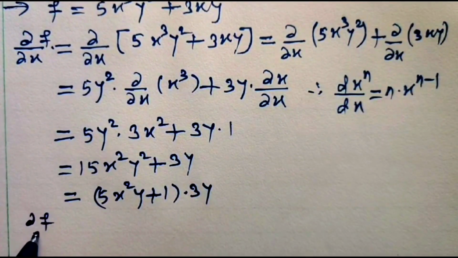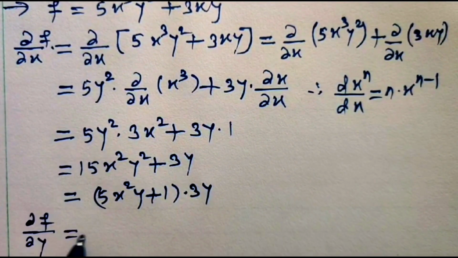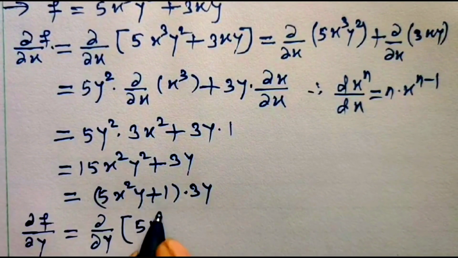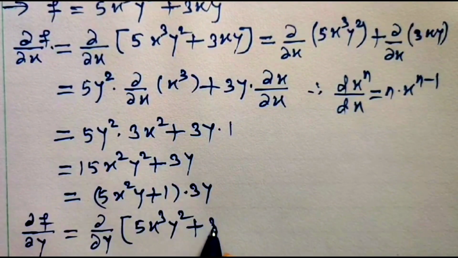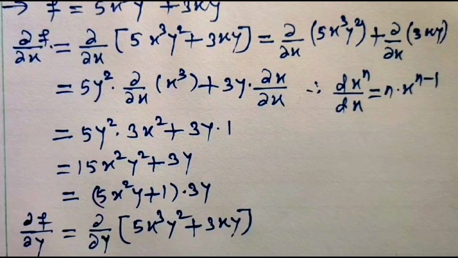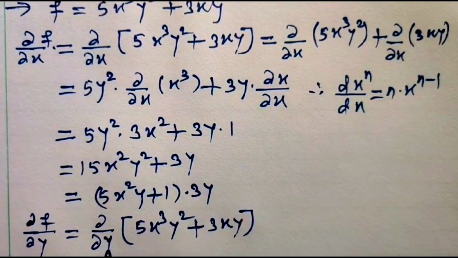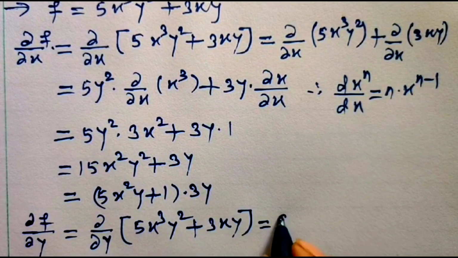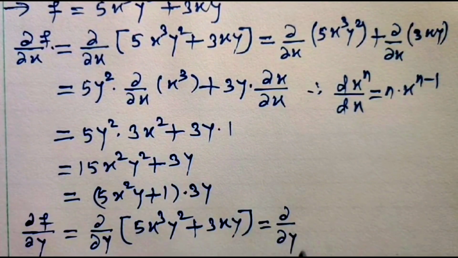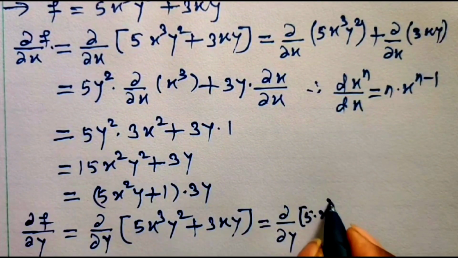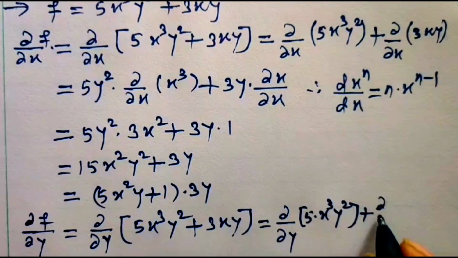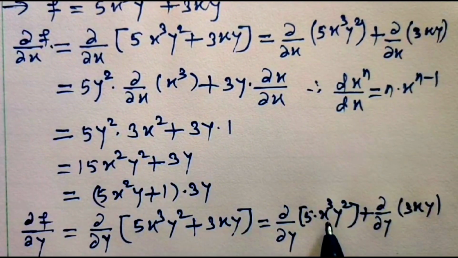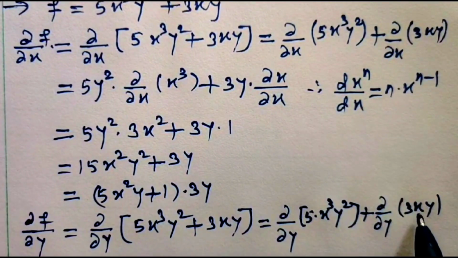Partial derivative of f with respect to y. This is equal to partial derivative with respect to y of 5 times x cube y square plus 3xy. You are differentiating with respect to y, so consider x and function of x as constant. So this is equal to partial derivative with respect to y of 5 times x cube y square plus partial derivative with respect to y of 3xy. Here 5x cube is constant coefficient and here 3x is constant coefficient.